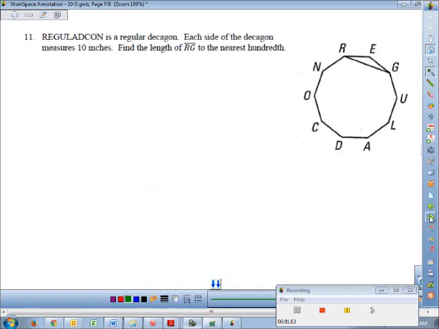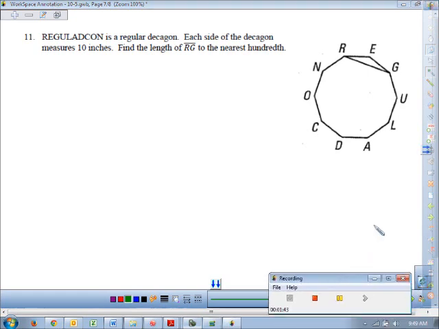Talk me through it. What do you need to find first? Same problem we did last time with a different polygon. What do you need to find first? The measure of the sum of the total, right? Find me the total measure in this decagon. How many sides does it have? Boy, if you don't know, I bet you could count them. How many sides does a decagon have? 10.